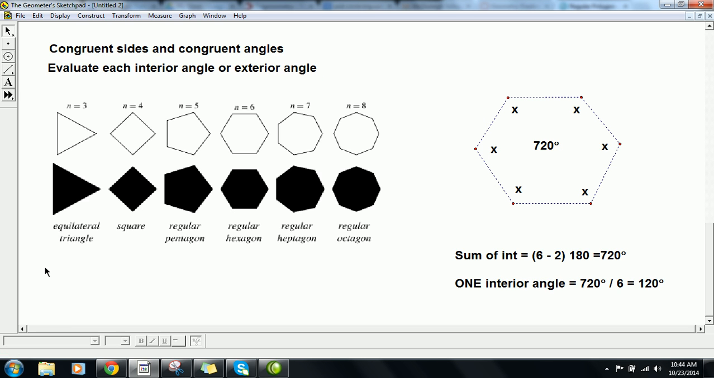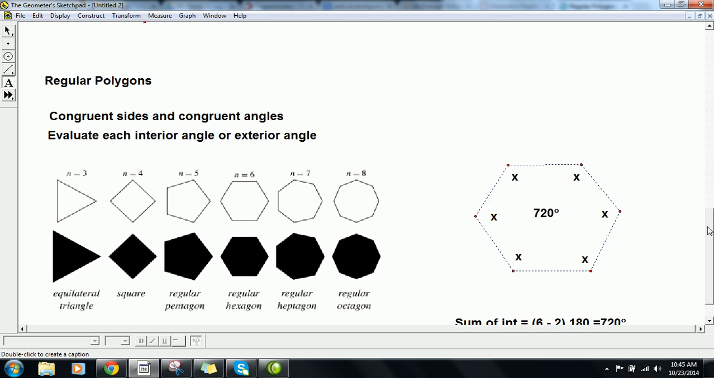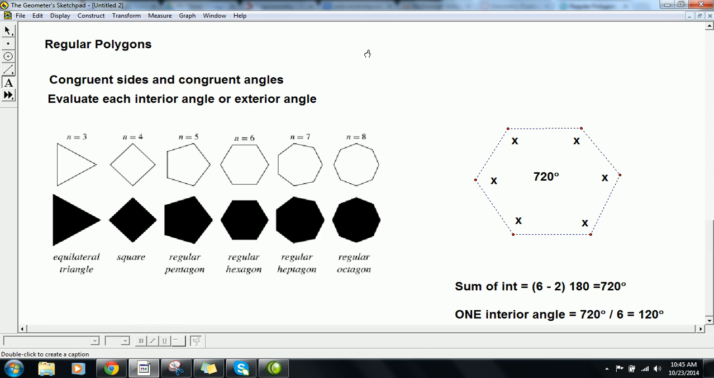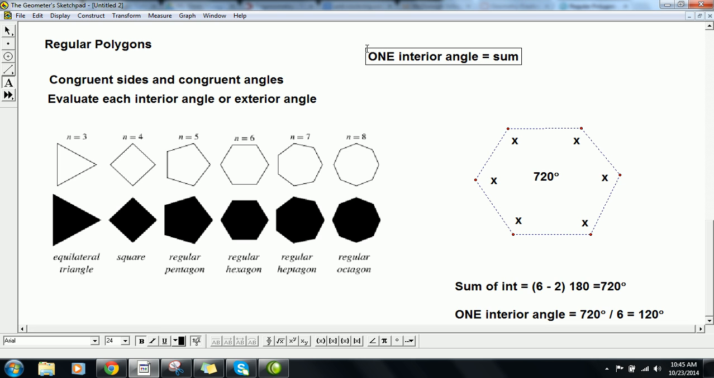So to get an interior angle, if it's regular, we're talking about regular polygons now, congruent sides, congruent angles. If a polygon is regular, one interior angle will be the sum divided by the number of angles, which is the same as n, the number of sides, right? So for this regular hexagon, each of these angles is 120. Each of the interior angles, 120. There are 6 of them. 120, 2, 3, 4, 5, 6. They all add up to be 720.